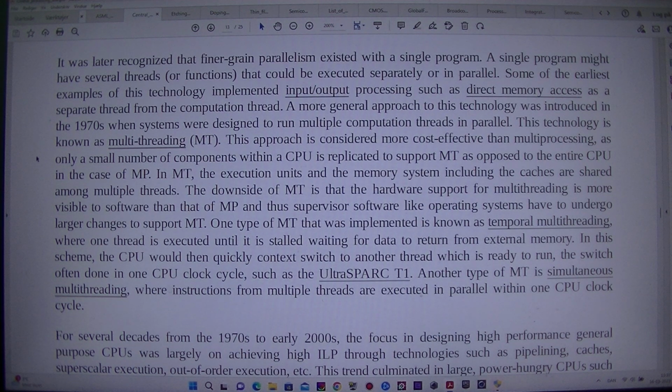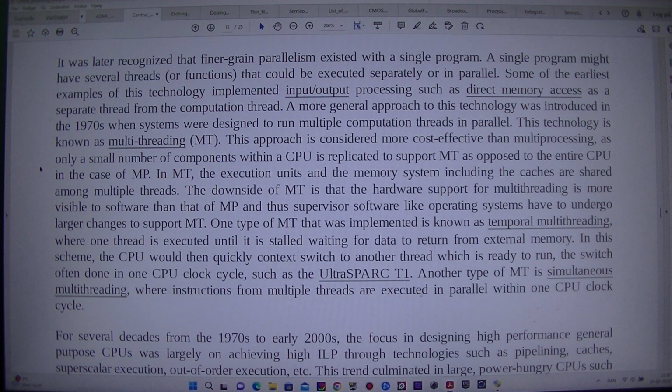This technology is known as multithreading, MT. This approach is considered more cost-effective than multiprocessing, as only a small number of components within a CPU are replicated to support MT, as opposed to the entire CPU in the case of MP.